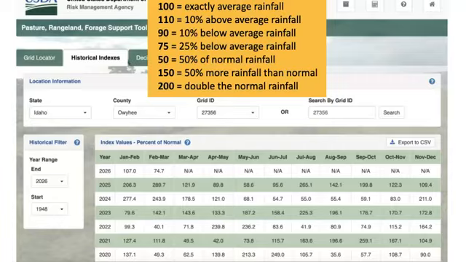The numbers are expressed as a percentage of normal rainfall for that interval. A value of 100 equals exactly average rainfall. 110 equals 10% above average rainfall, while 90 equals 10% below average rainfall, and so on. Remember, these are not inches of rain. They are comparison to the historical average rainfall for that interval.